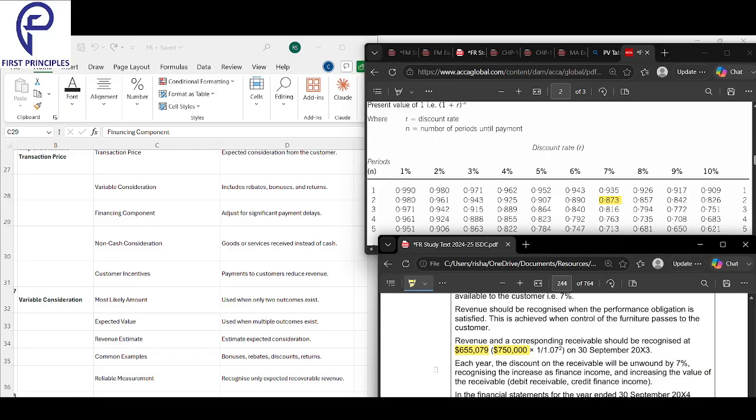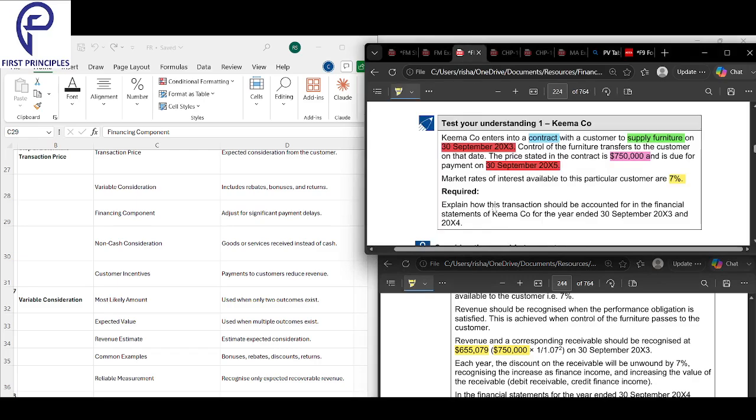So this is how you initially record it. On 30th September 2003, you will record it at this amount. How much? 655. When you purchased, initially, you will record it at this amount. Now, 1 year passed by.